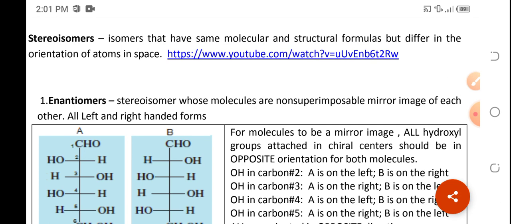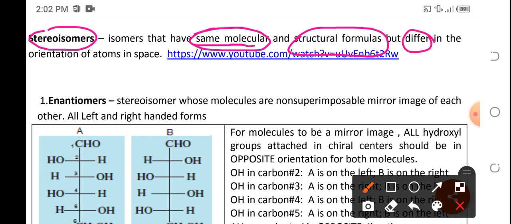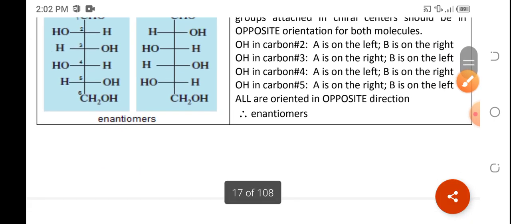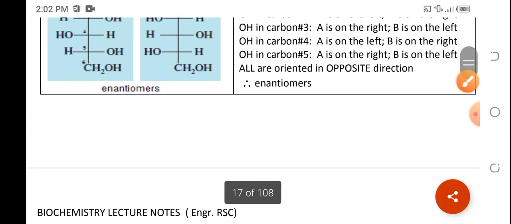Ulitin natin, isomers have the same molecular formula. Okay, but for stereoisomers, still they have the same molecular formula. They have the same structural formula, but the atoms in that molecule are oriented in different orientation in space. Okay, so merong dalawang klase ng stereoisomers. We have enantiomers, and the second one is diastereomers. So dalawang klase, enantiomer and diastereomer.